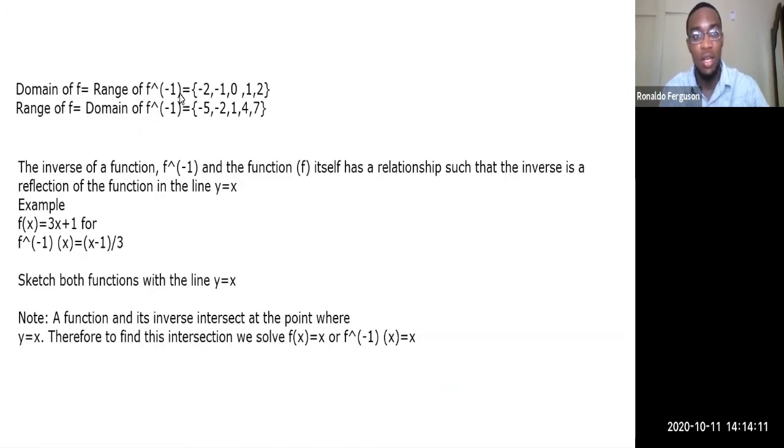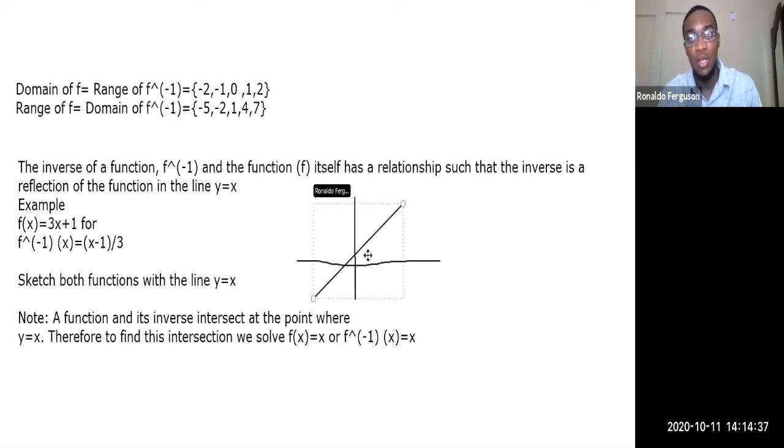f of x equals 3x plus 1, and f inverse is x minus 1 over 3. So if we were sketching the graph of 3x plus 1, it has a gradient of 3 and it passes through the y-intercept of 1. And so the graph would look something like this. That is a graph of y equals 3x plus 1. It has a positive gradient of 3 and it passes through the y-intercept of 1.